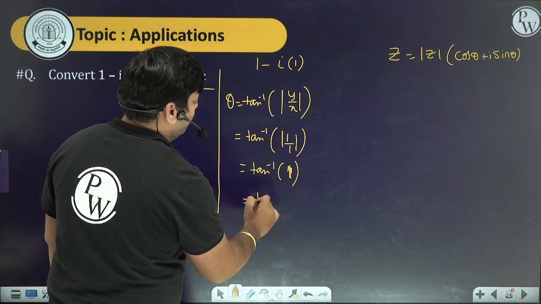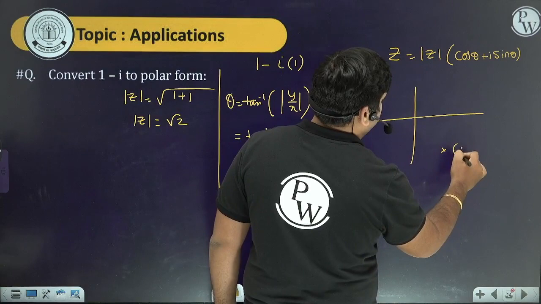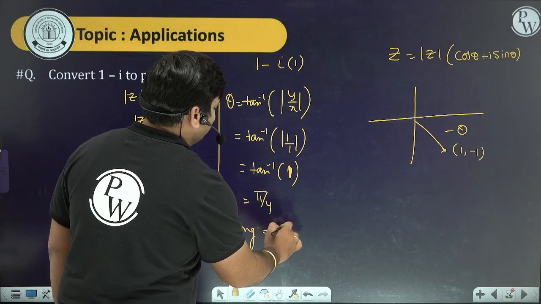Tan inverse of 1 will give you pi by 4. But that's not the argument still. We just got the angle. 1 comma minus 1 is a point in the fourth quadrant, right? So the angle you need to consider is minus theta. So the argument will be minus pi by 4.